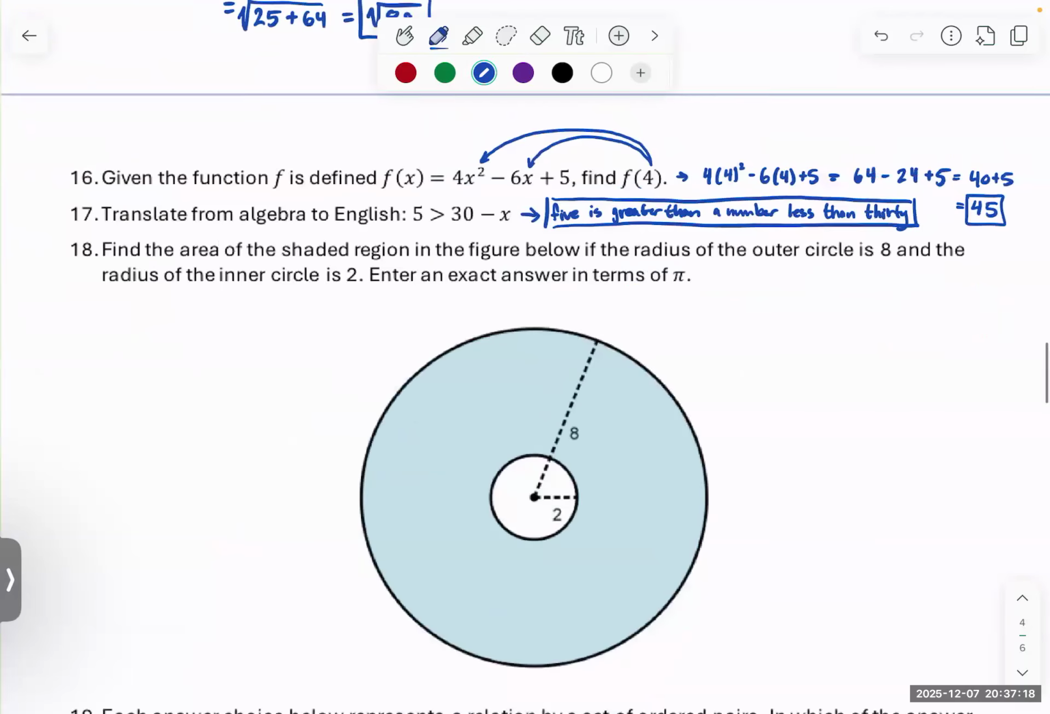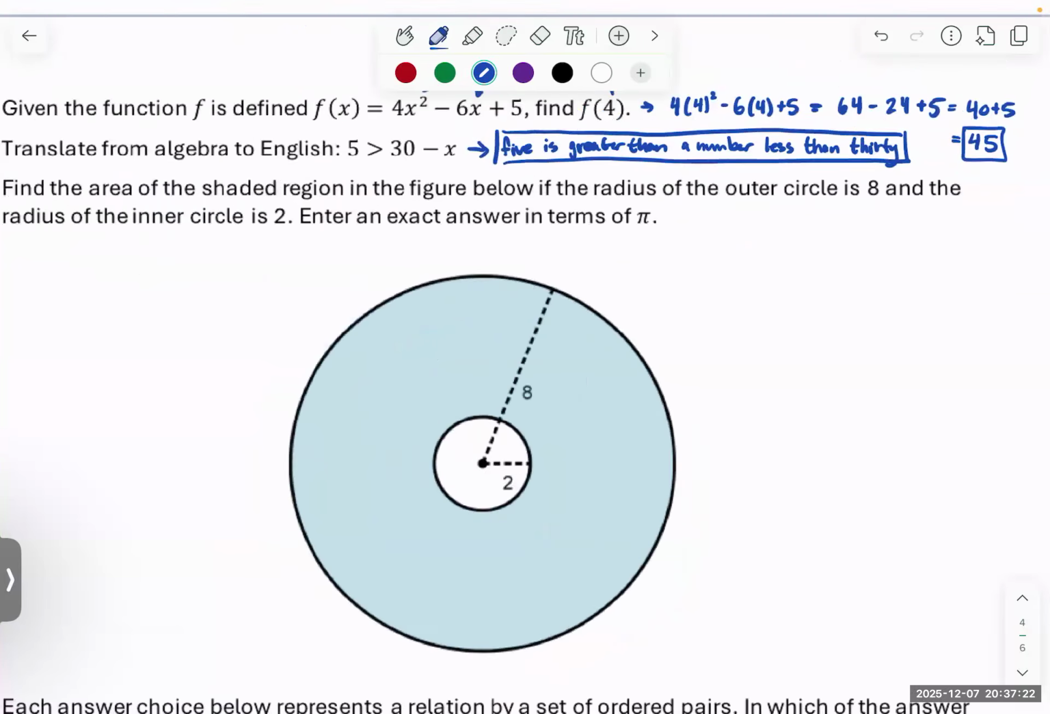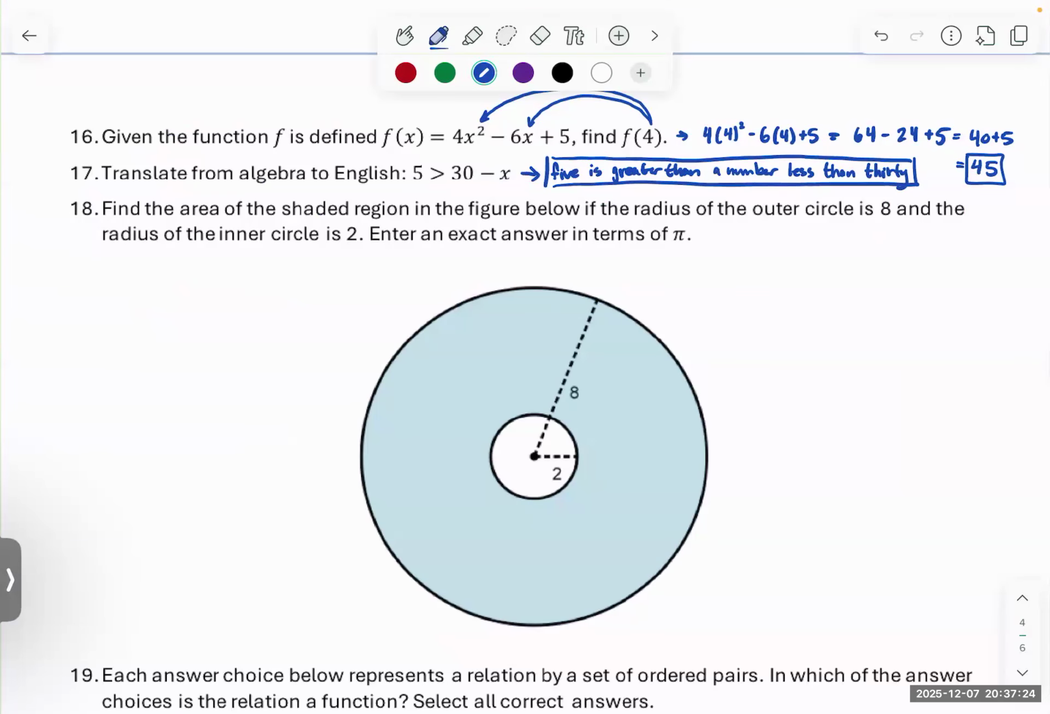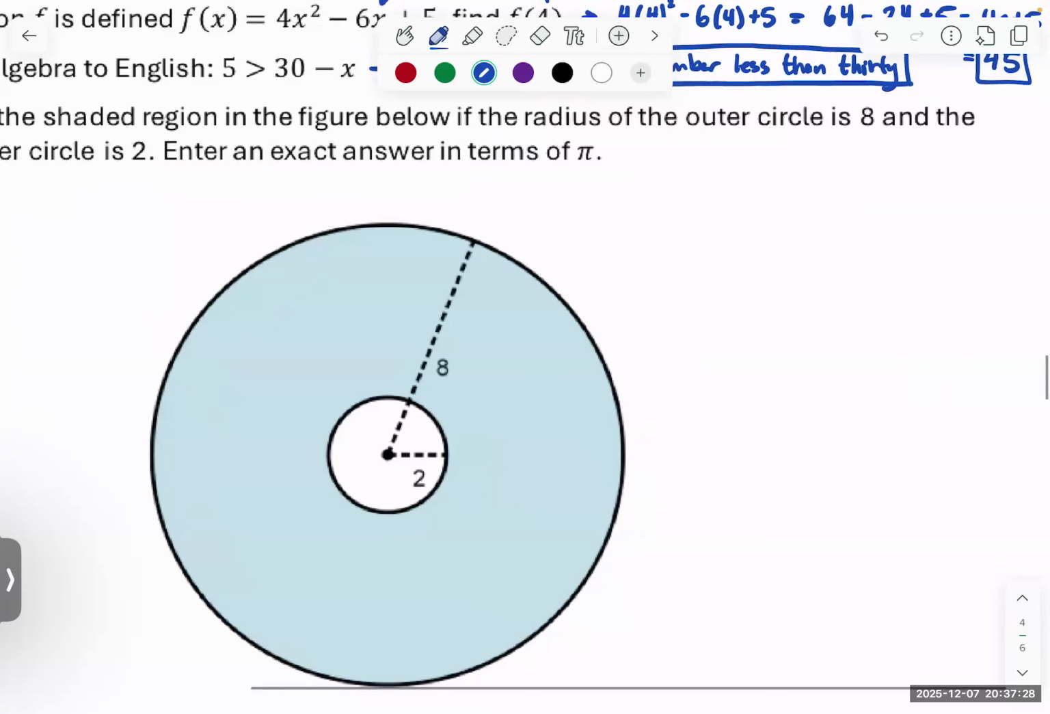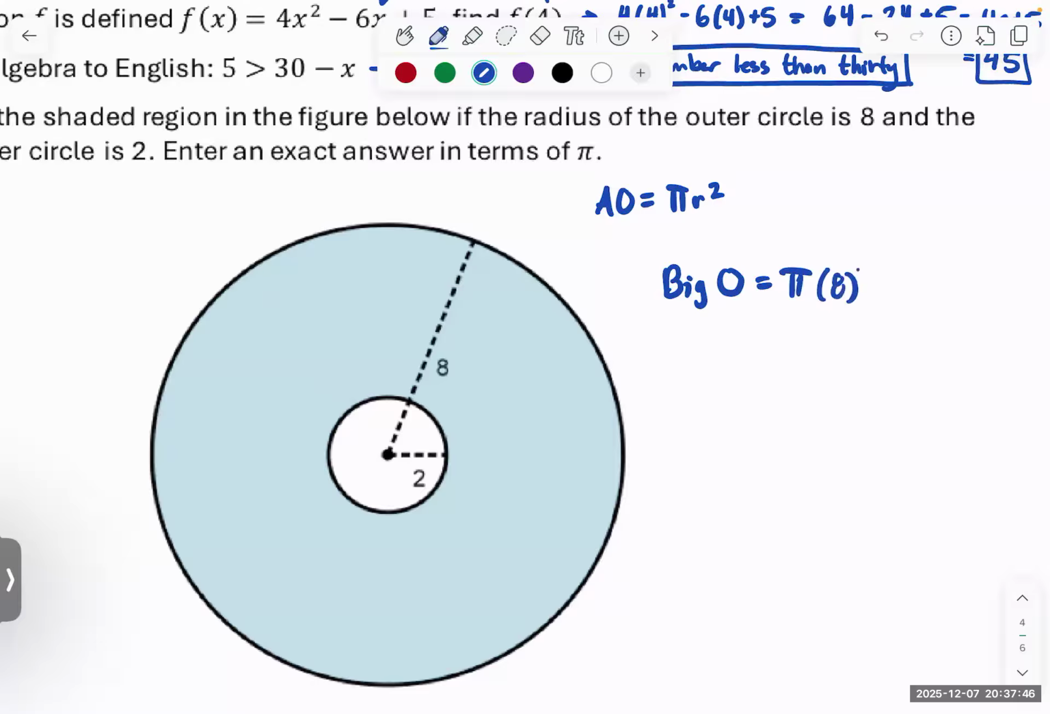Okay. Find the area of the shaded region in the figure below if the radius of the outer circle is 8 and the radius of the inner circle is 2. Enter the exact answer in terms of pi. Okay, so area of a circle is equal to pi r squared. So big circle is equal to pi times 8 squared, which is equal to 64 pi.